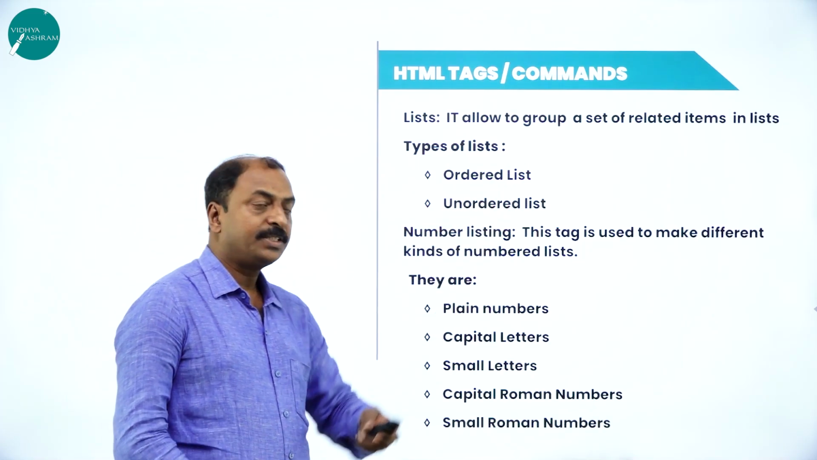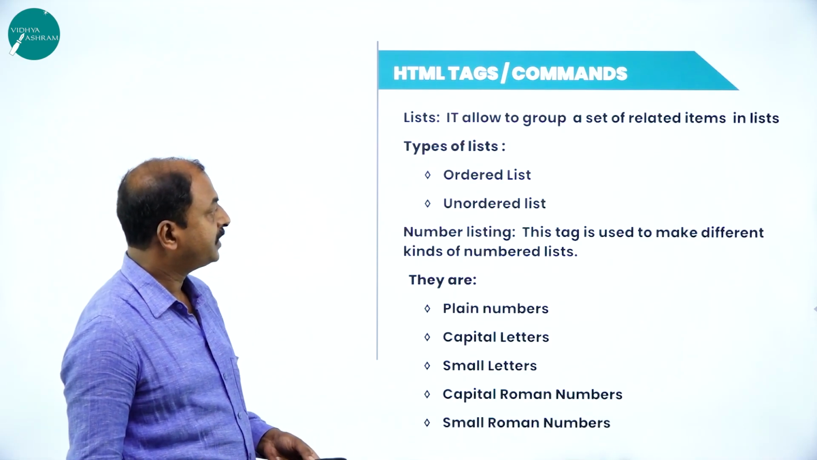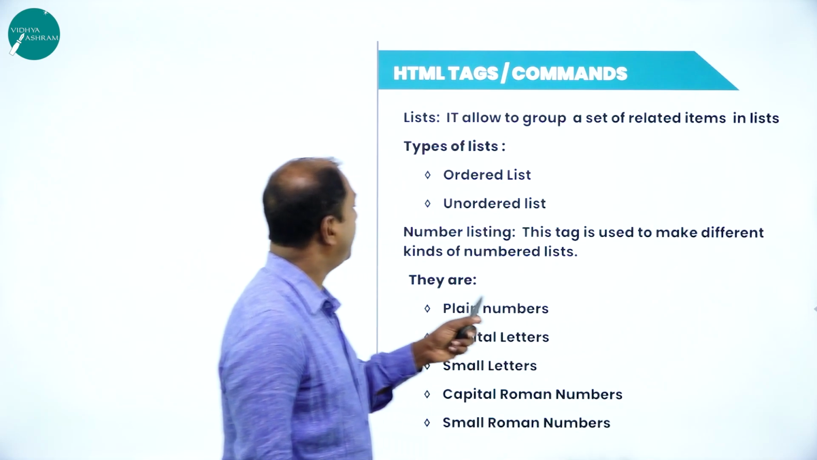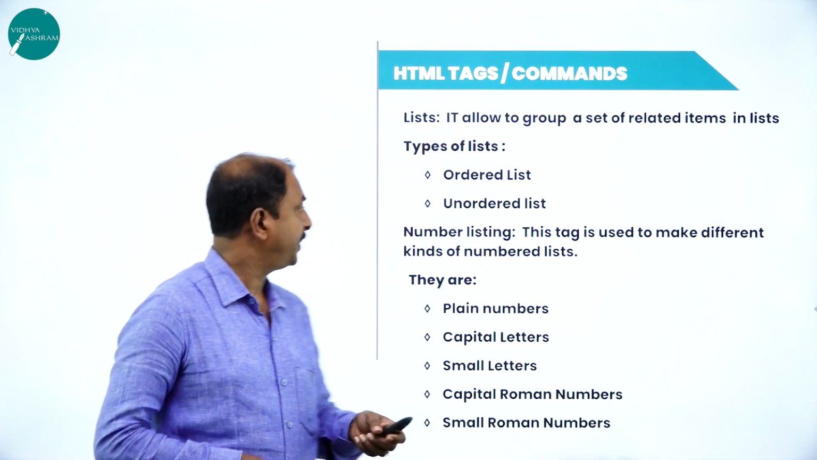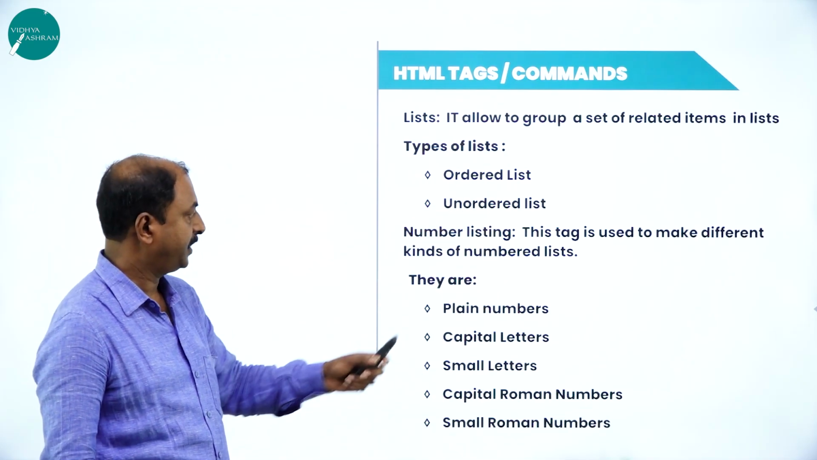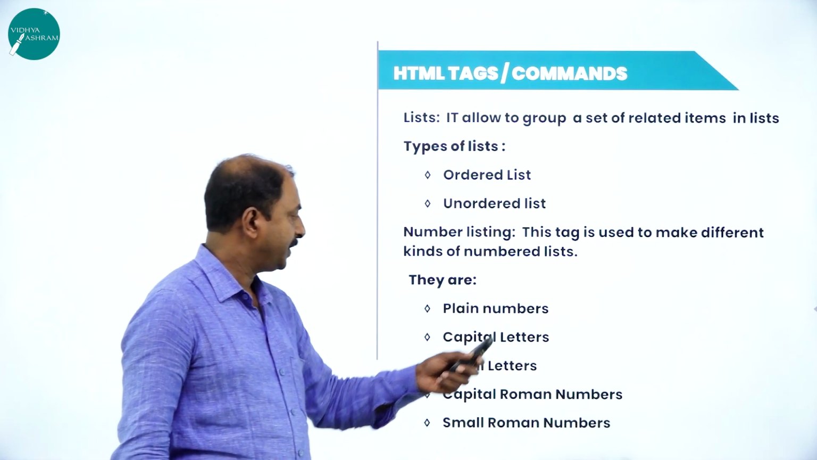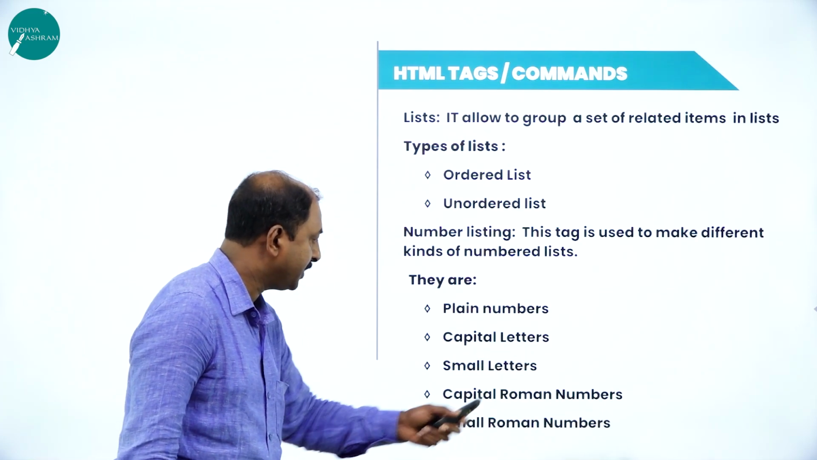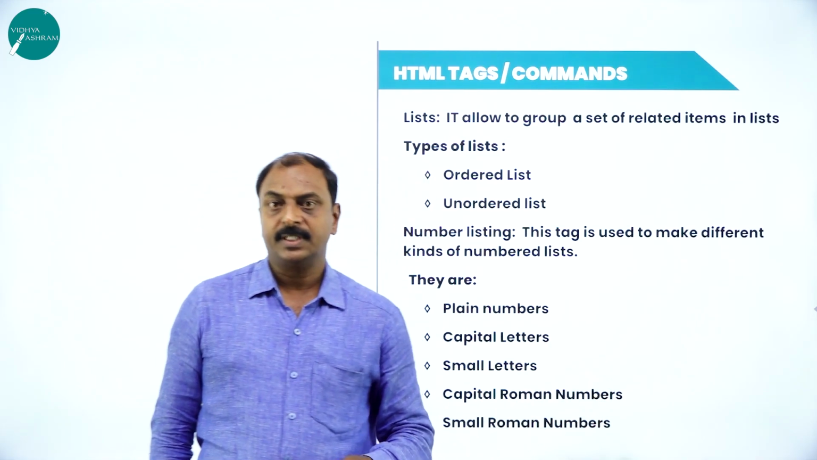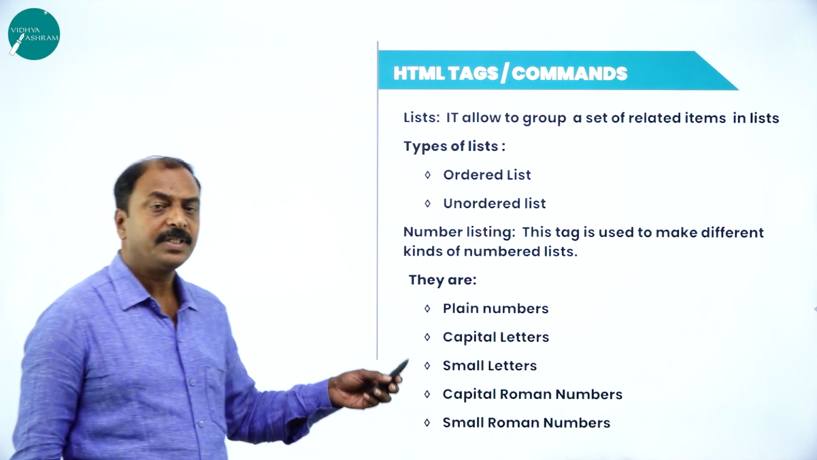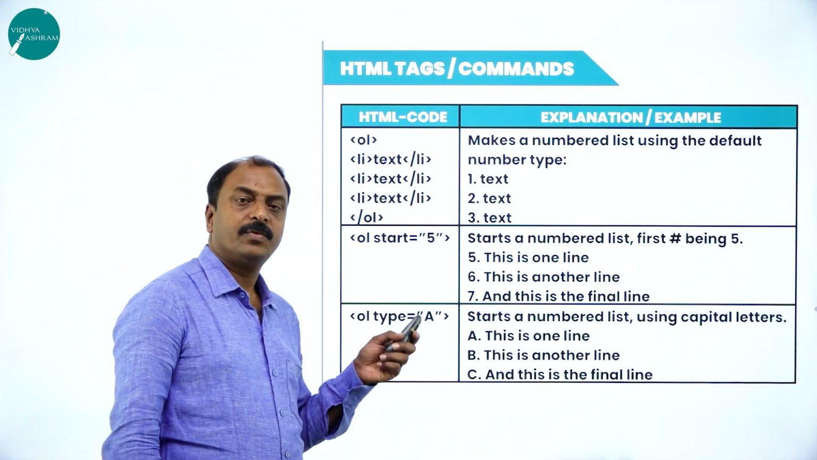Now, under ordered list, it is possible to have a number list. This tag is used to make different kinds of number list. So, we can have different kinds of number list under ordered list. Now, let us see what the different types of number list are. Here: plain numbers, capital letters, small letters, capital Roman numbers, as well as small Roman numbers. These are all the things we can see with examples. Now, let us move on to the next slide. Here, we can see one example.